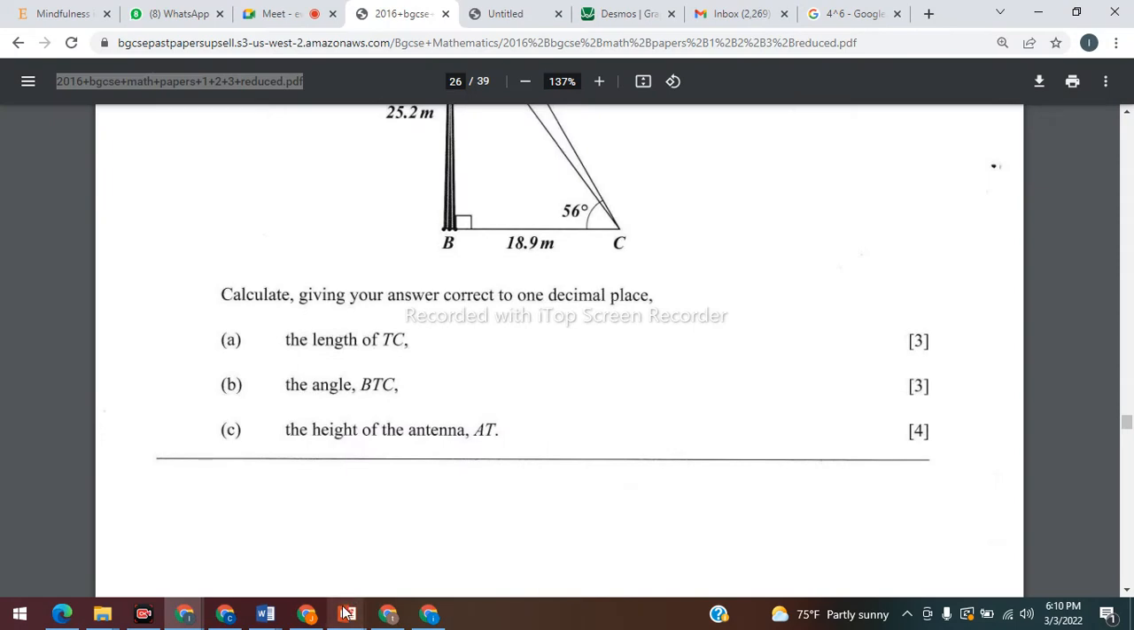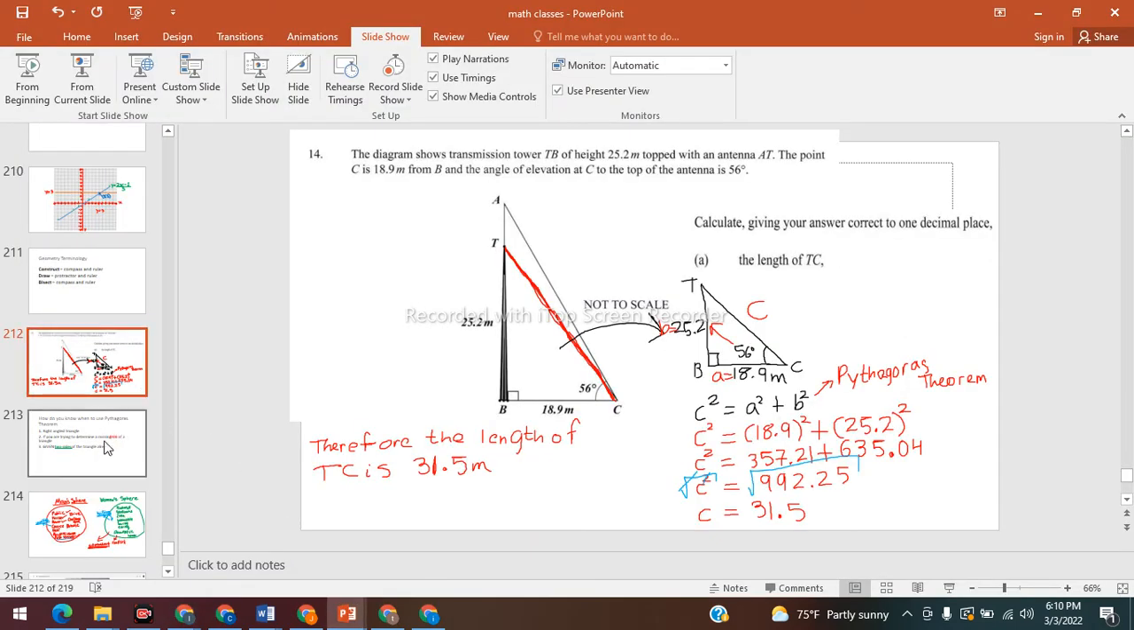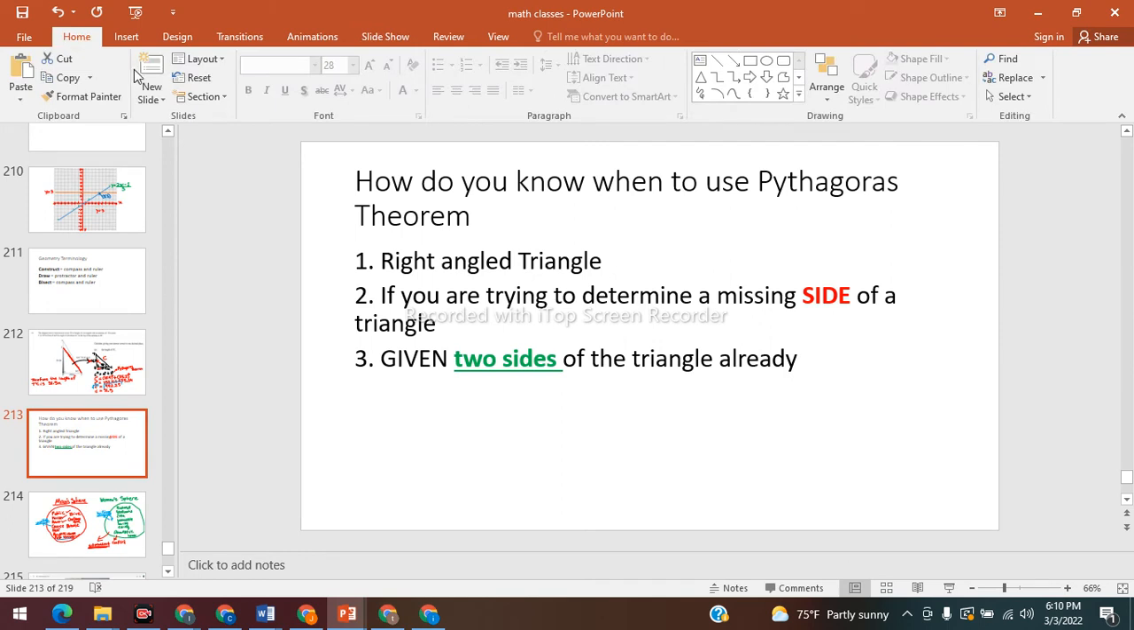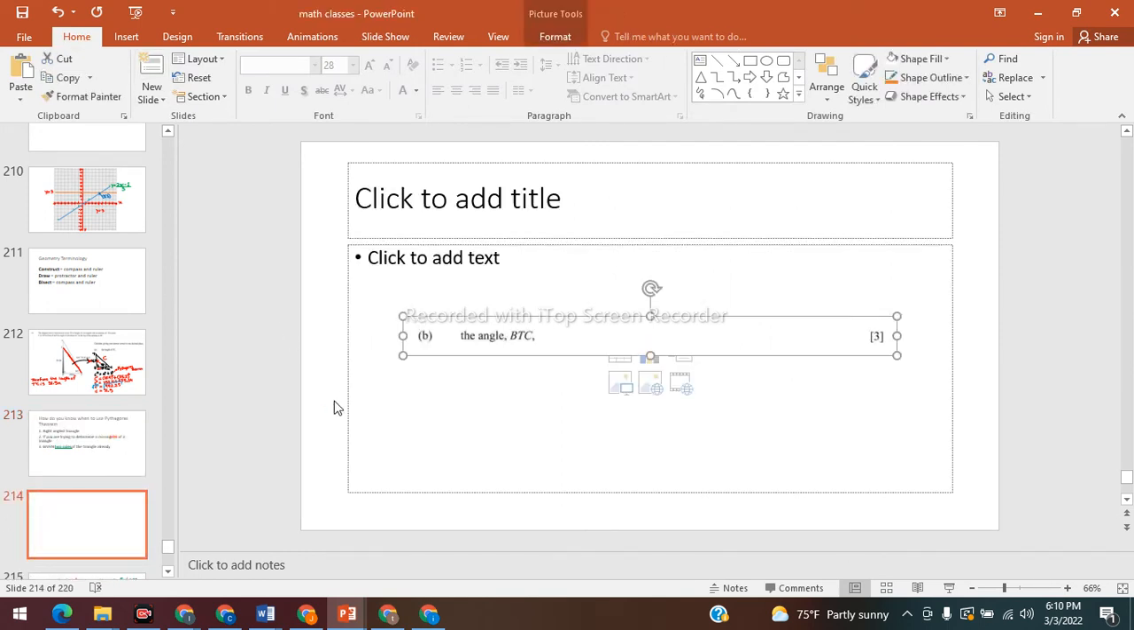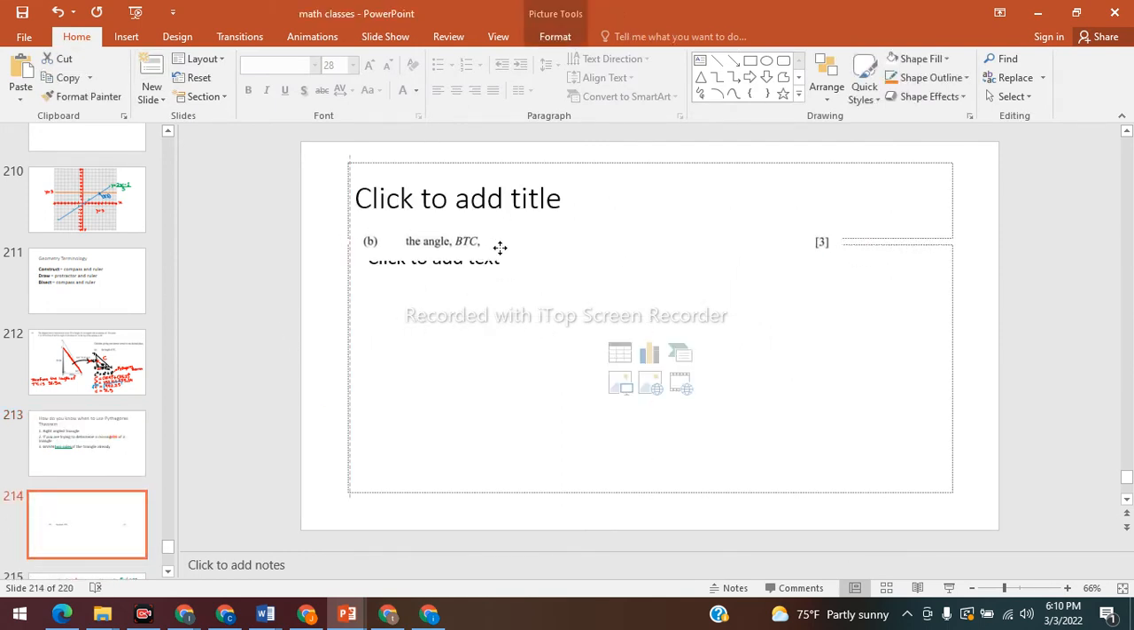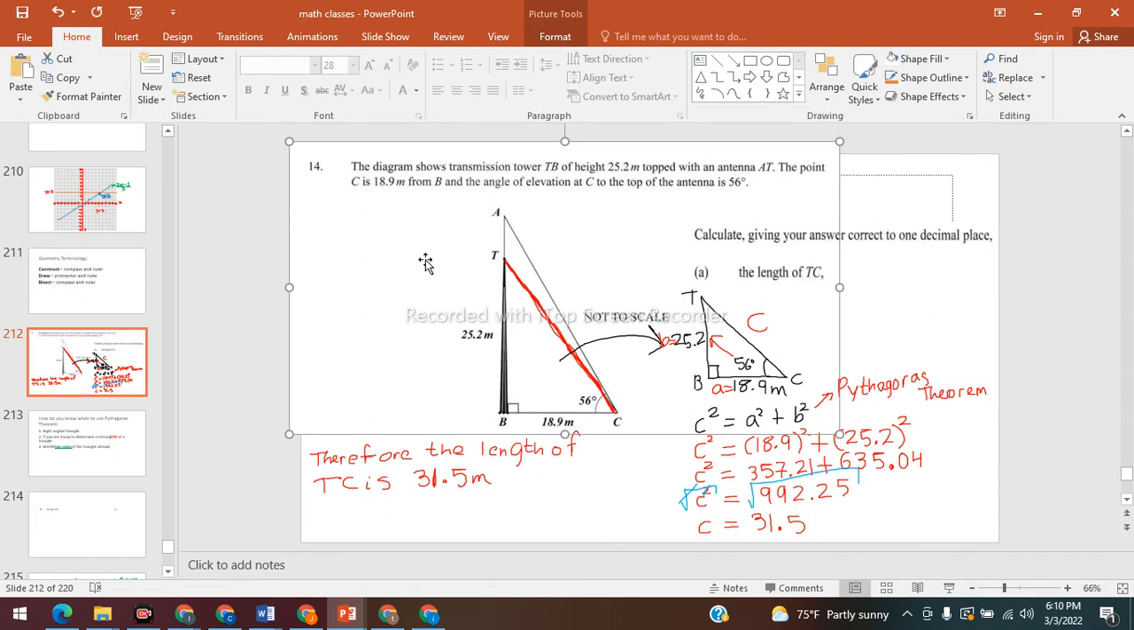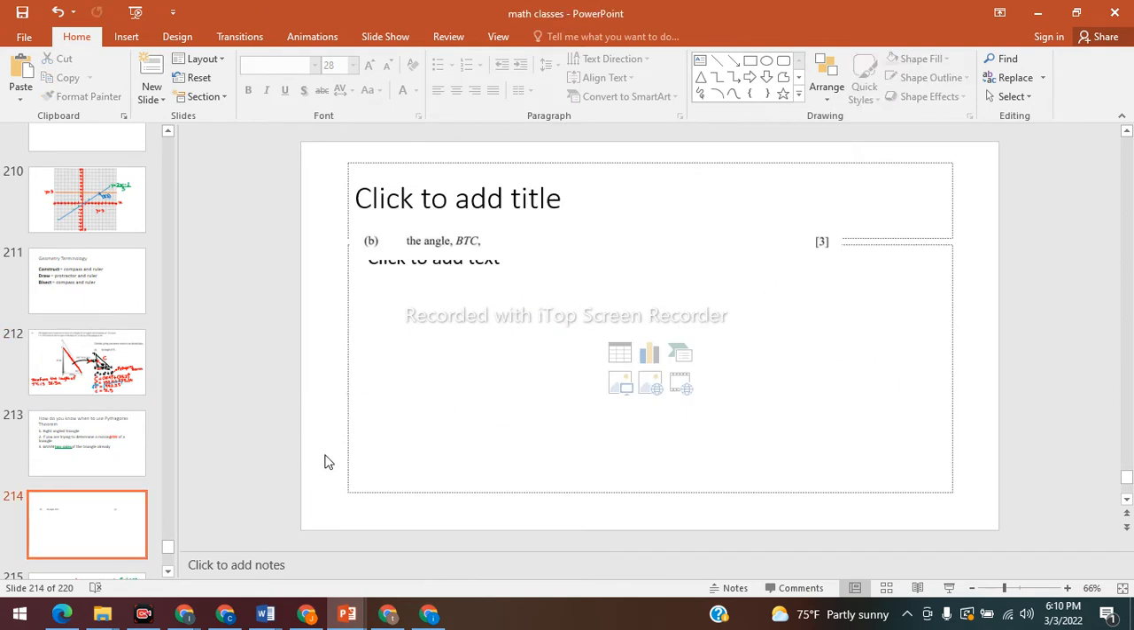So here they're asking us for the angle. So let's put this here. We want the angle BTC. Interesting. BTC, does that ring a bell? Rings a big bell.